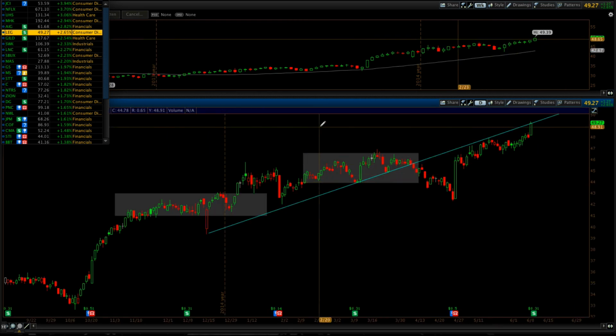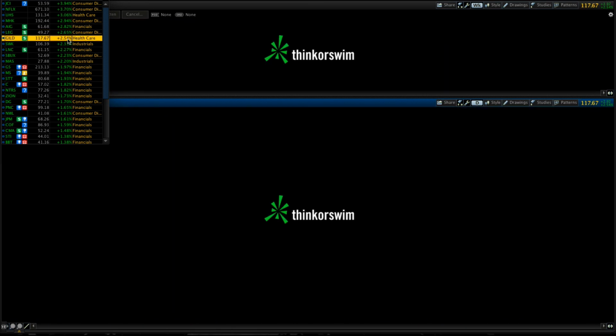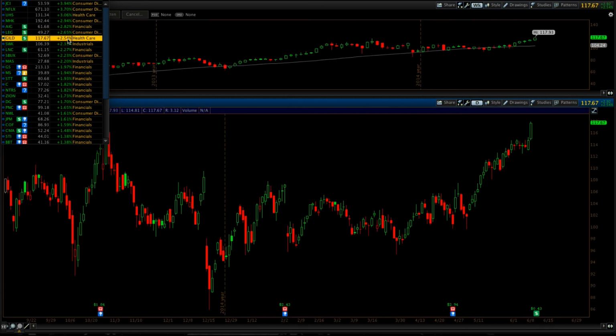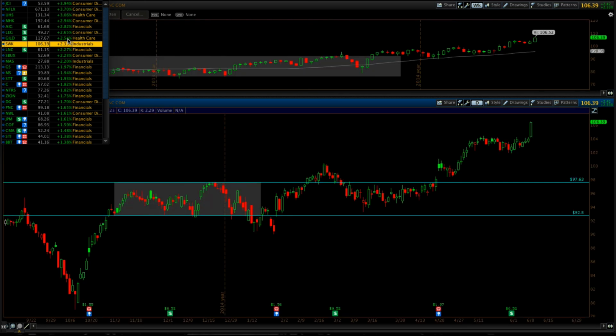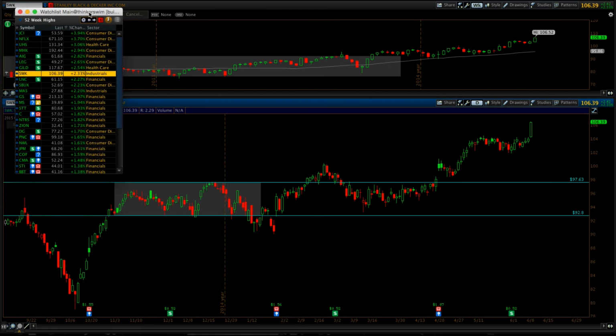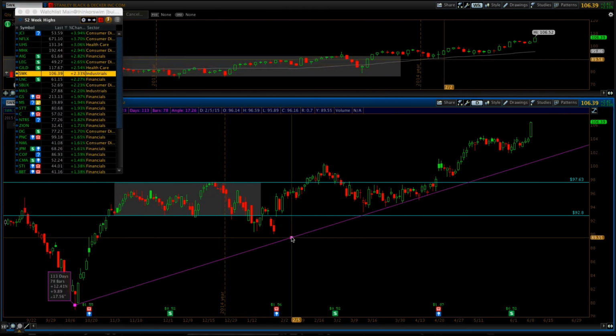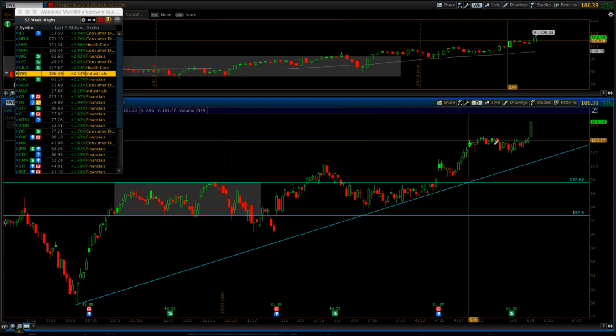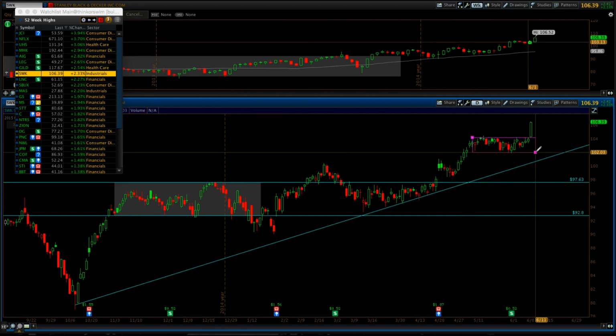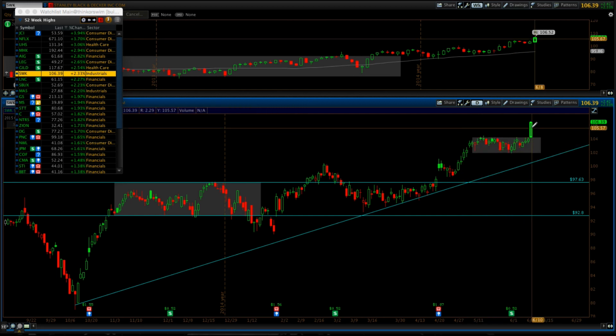Leggett and Platt, not really anything that I like there. Gilead, too extended for me. Let's see. This one's not bad. What's this? Stanley Black & Decker. Excuse me. So again, trend line to the upside, consolidation. Oh, tools aren't working tonight. And there's a huge breakout to the upside.